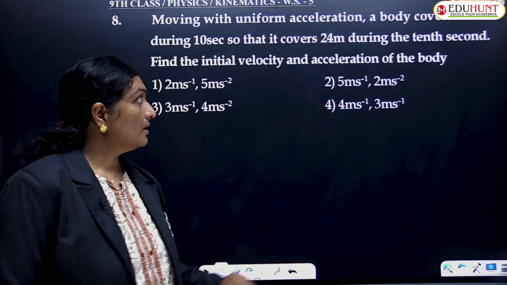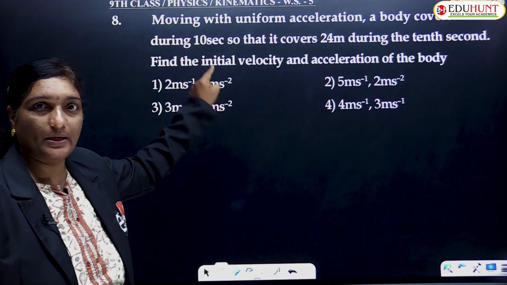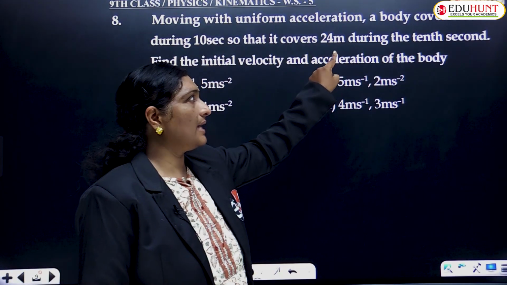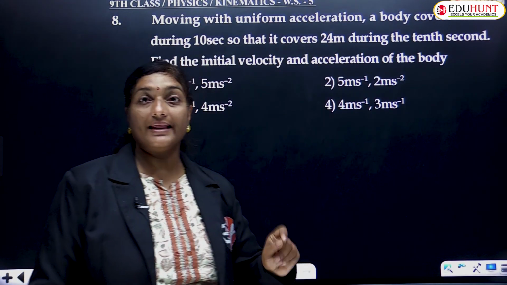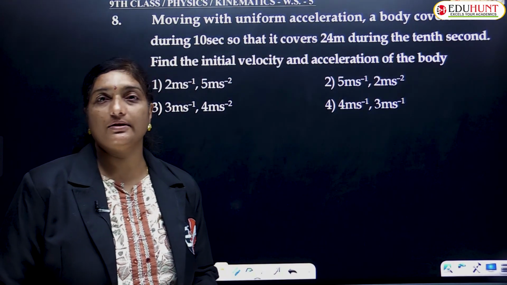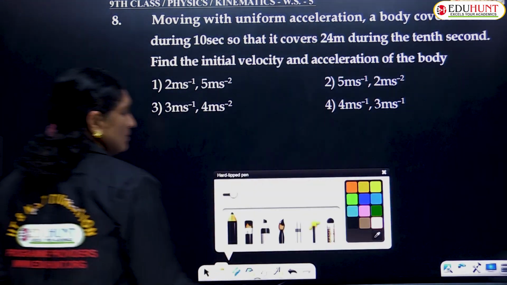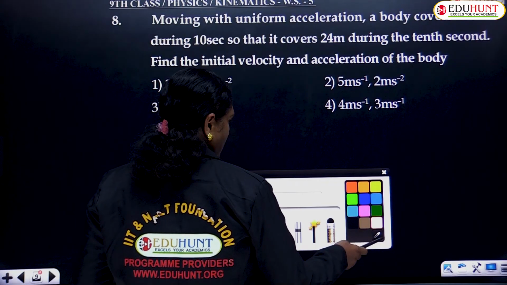In 10 seconds, it covers a distance of 150 meters, whereas in the 10th second, it covers a distance of 24 meters. So the general formula S equals ut plus half at square is to be used here, whereas for the nth second, the distance of the nth second formula is used, that is Sn equals u plus a by 2 into 2n minus 1. So let us move into details.